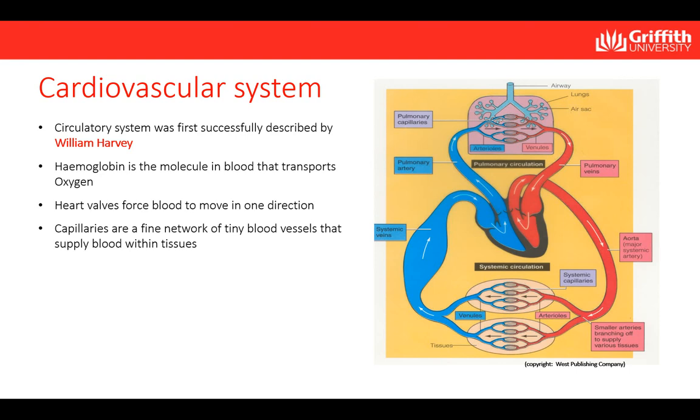Thanks to William Harvey and many others, we now know that the deoxygenated blood from various parts of the body is collected into the right chambers of our heart via the systemic veins and sent to the lungs. Here, carbon dioxide is exchanged with oxygen, and the oxygenated blood from the lungs drains into the left chamber of the heart and is then sent out at high pressure to nourish the trillions of cells of the body through tiny capillaries.